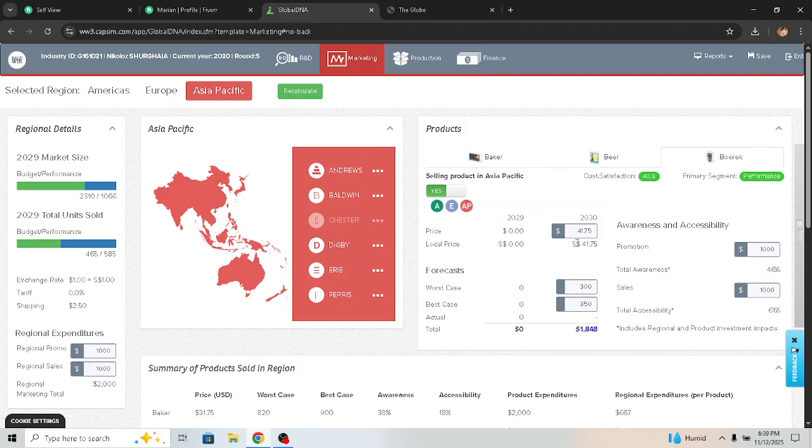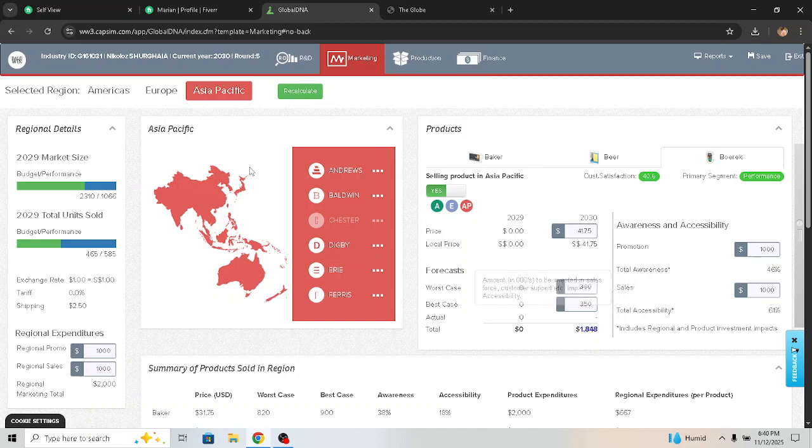Product Borek was new, and it was in the performance market segment, so we gave it a price of 41.75 Singapore dollars, and we gave it a worst case of 300 and a best case of 350 for our forecasting. For our promotion, we allocated $1,000 for awareness, and for sales we invested 1,000, and it gave us a total accessibility of 61%.